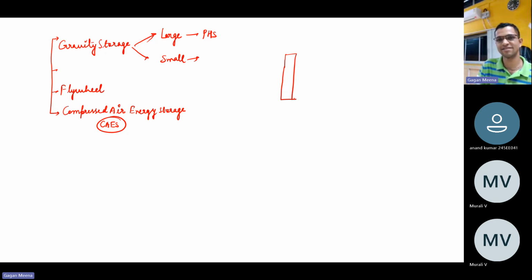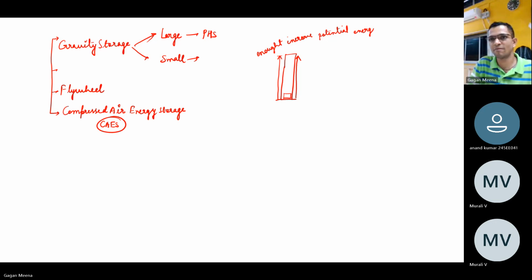there are many ways. One common way is to have a building. In that, we can have blocks. These are bricks made up of certain materials. The charging process is to raise these bricks to a higher platform. So the height of this building is enough to increase the potential energy of this brick. So the charging process is to elevate this brick to a higher level, to height.